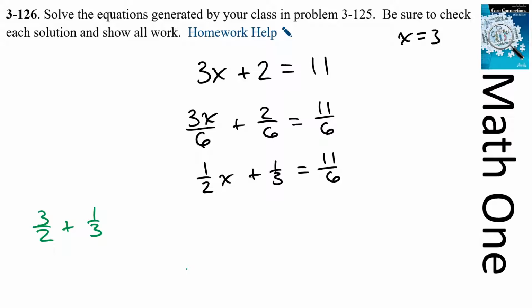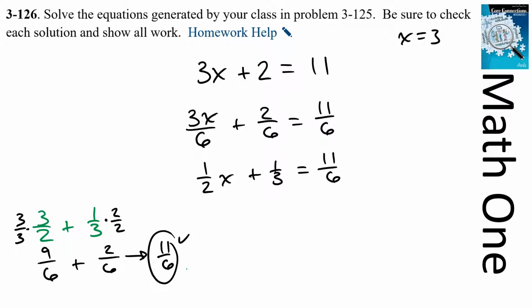Well, in order to add these fractions, I would multiply this one by 2 over 2, and I would multiply this one by 3 over 3. They both have a denominator of 6 now. In the first case, I've got a 9, and in the other one I've got 2. Well, 9 plus 2 is 11, and this really is 11/6. So you can see, even at this point, 3 is still a solution, but I'm just making this increasingly less friendly to the person dealing with it.